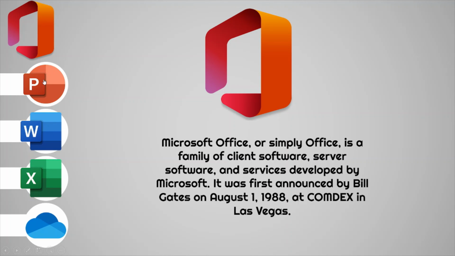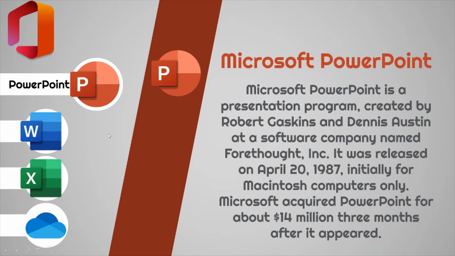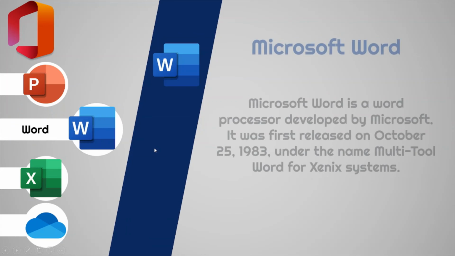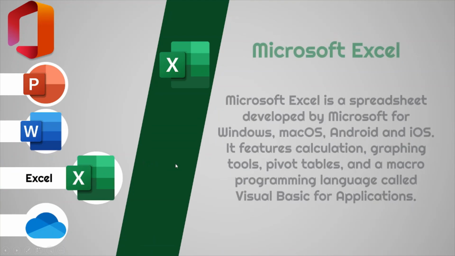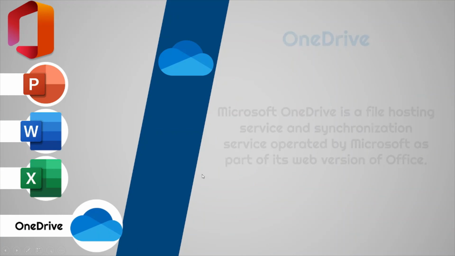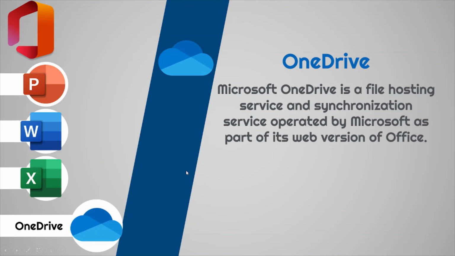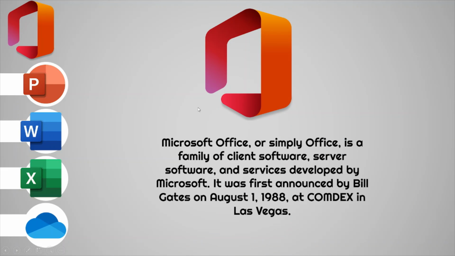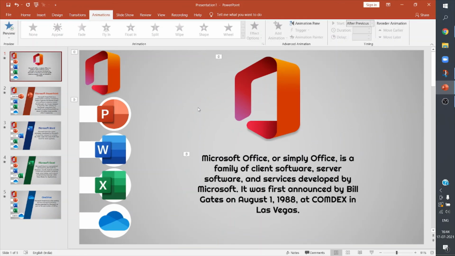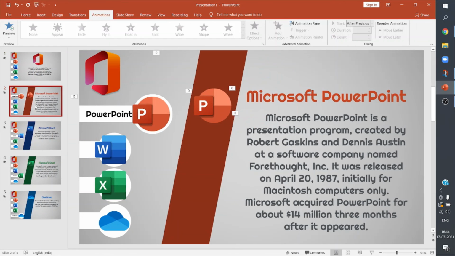So when I click on PowerPoint, I have the PowerPoint slide. When I click on Word, I have the Word slide. When I click on Excel, I have the Excel slide. And when I click on OneDrive, I have the OneDrive slide. And note, in this kind of presentation, you should not use the arrow keys or buttons. It's better using the mouse by clicking on each, and when I click on the office button, I have the full. So that's how you make this beautiful presentation with animations and hyperlinks.